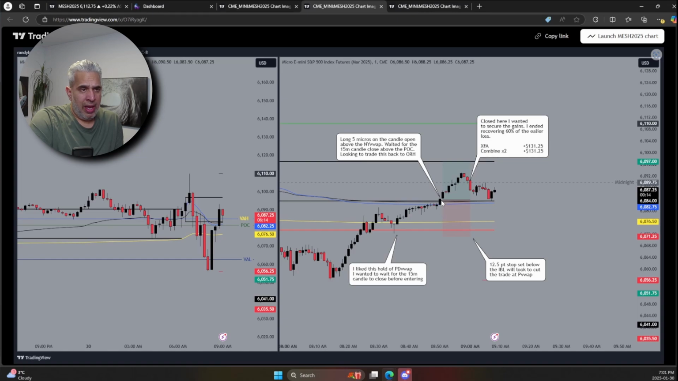As price peters out here, I don't know if we're going to reject hard off this, or whether the buyers or sellers are in control. When you see price action like this, it's really tough to know who's in control.